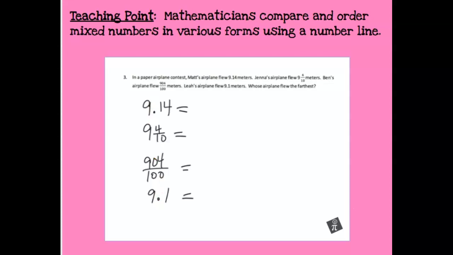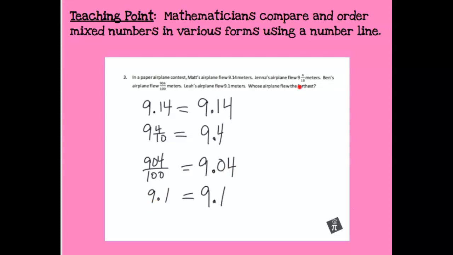Well, this first one's already in decimal form, isn't it? 9.14, so that one's easy. This one, 9 and 4/10, well, that's 9.4. And then we've got this one, so that's going to be 9 wholes, no tenths, and 4/100. And then this last one is already in decimal form, so 9.1.